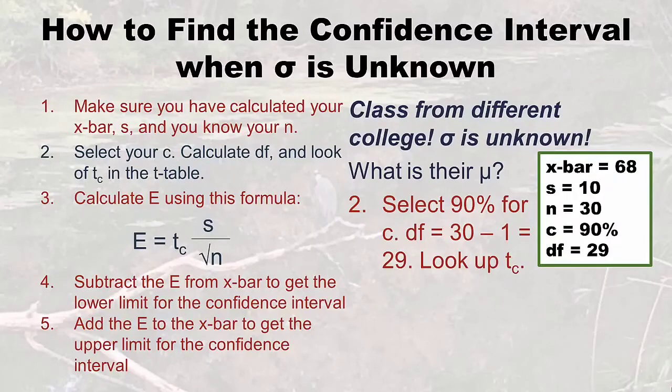Okay, but now we're going to do something kind of hard. We're going to look up t sub c in the T table. Before we go to the T table, I just want you to remember we've selected 90% for the confidence level, and our degrees of freedom are 29, because we need those ingredients before we go to the T table and find our t sub c.